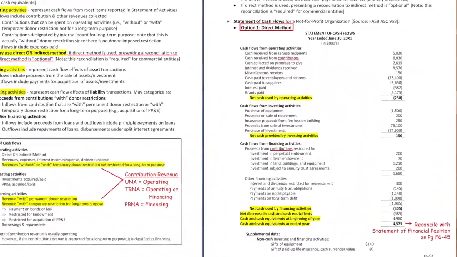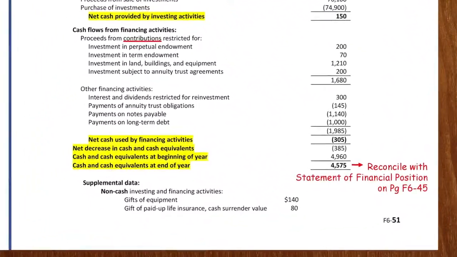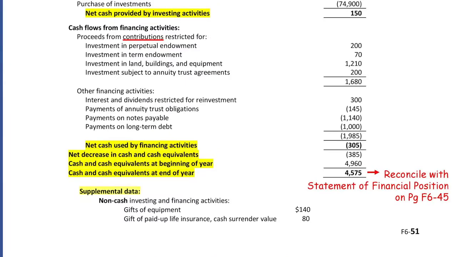Back on page 51, we've got highlight supplemental data regarding highlight non-cash investing and financing activities. So there's gifts of equipment or gifts of paid up life insurance where the cash surrender value is taken. So these are like non-cash investing and financing activities.